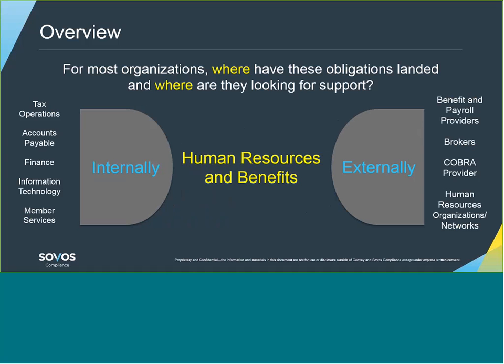Internally, there's going to be data residing with tax operations potentially, accounts payable, finance, and information technology may be involved, both from a security perspective as well as from a reporting perspective to be able to pull the necessary data out of existing systems. Outside of the company, the HR or benefits folks are most likely having to work with their benefit or payroll providers, perhaps their insurance broker or a COBRA provider, some other organization which may currently have much of the information necessary to complete the applicable forms.